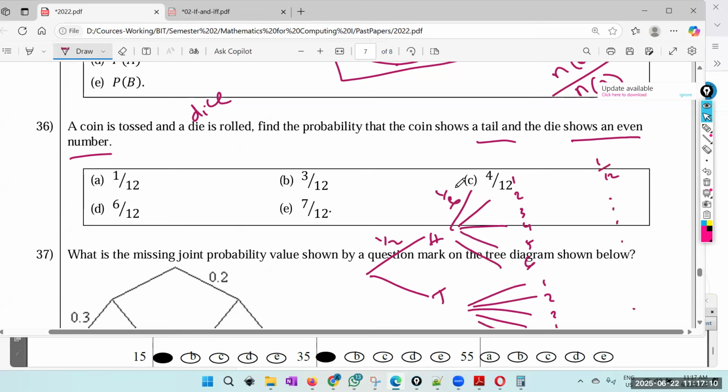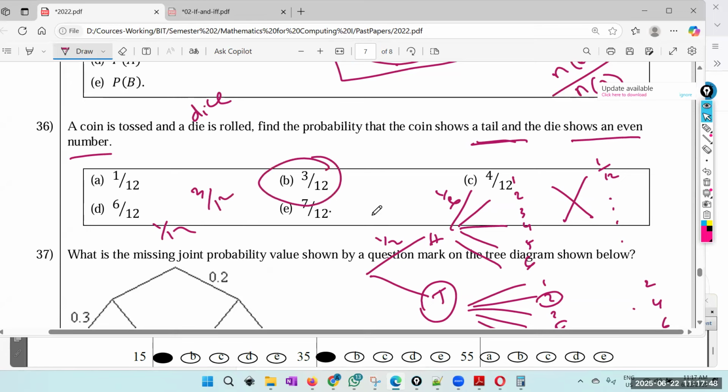And out of which are going to satisfy this? The coin shows tail, so head is out now. Even number. Even numbers are 2, 4, 6. That means every one is 1/12. So we have 3 such scenarios: 1/12 plus 1/12 plus 1/12. Because this scenario is out now. From this scenario, all our probabilities are 1/12 because half into 1/6. And only 2, 4, 6 we need to consider. So 1/12, 1/12, 1/12, 3 out of 12. If 3 out of 12 is the answer, nothing else can be the answer. B.